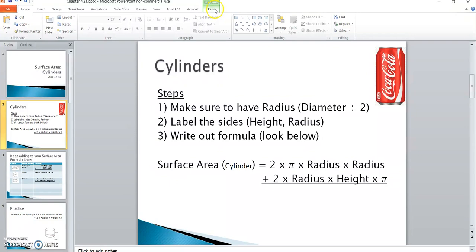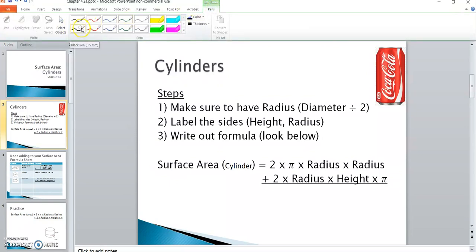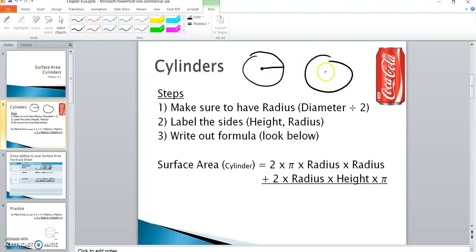Now, one of the things that I didn't really highlight in the last video was that the radius is actually just half of the diameter. So if we have the line from the middle out to the outside, that's the radius. And if we have the whole diameter, then we just divide it by 2. So for any questions where we see the diameter, we can simply divide it by 2 to get the radius.